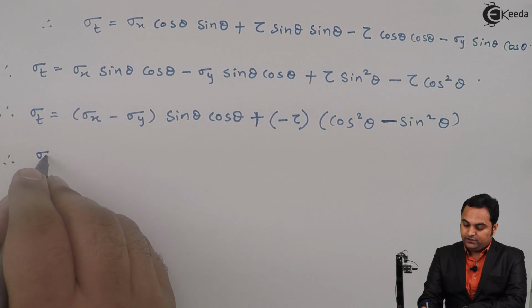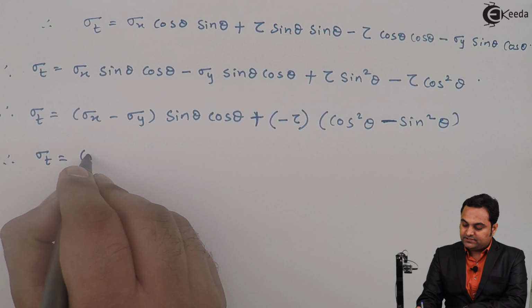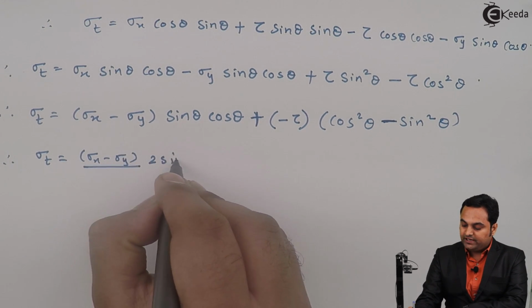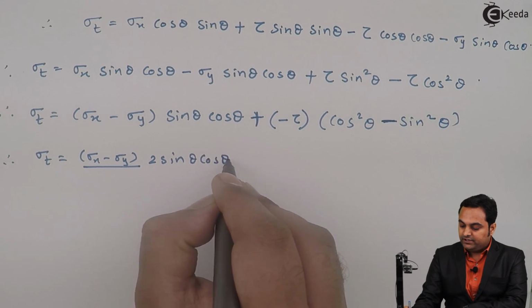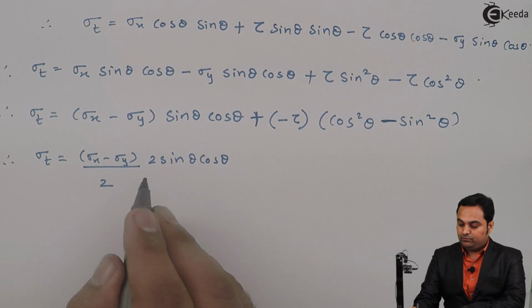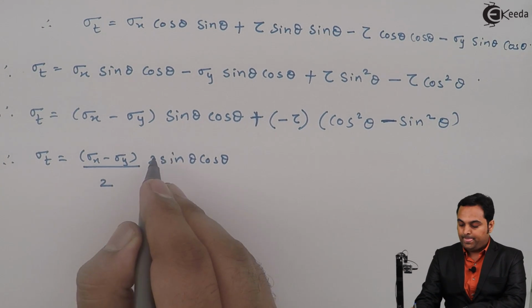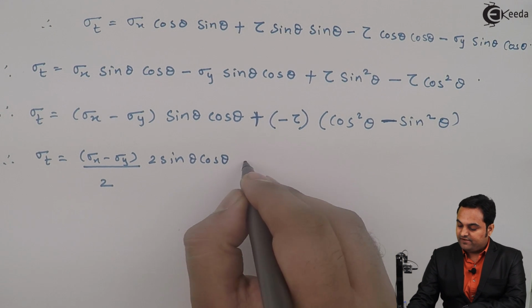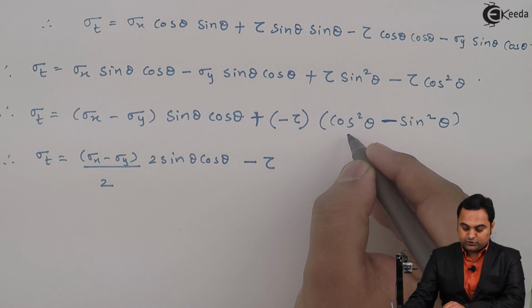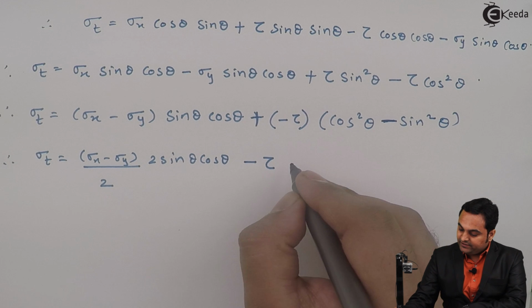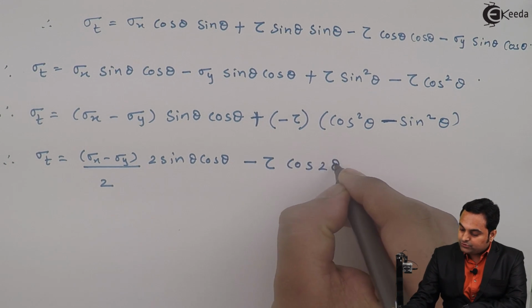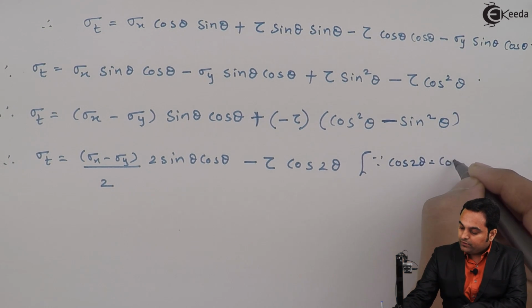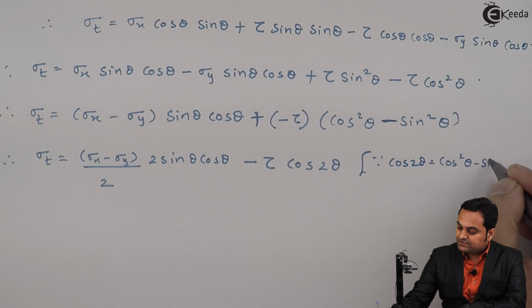Next here I'll be multiplying this sigma x minus sigma y term by 2. So here I have 2 sin theta cos theta and dividing this by 2. So multiply and divide by 2 this term. So once 2 and 2 get cancelled, it is the same thing. Next here I have minus tau. Instead of cos square theta minus sin square theta, we can write it in this way, that it is cos 2 theta, because the formula is cos 2 theta is equal to cos square theta minus sin square theta.